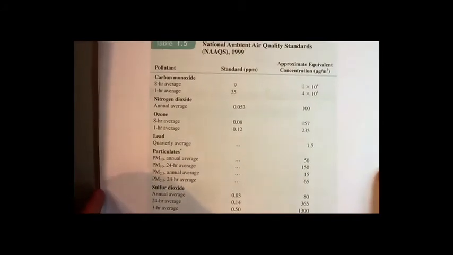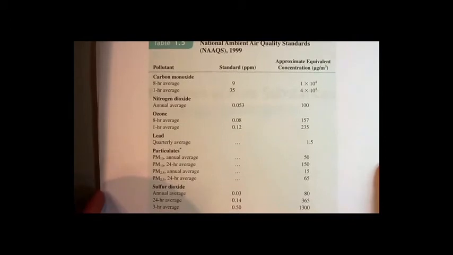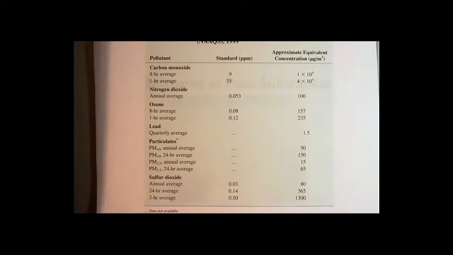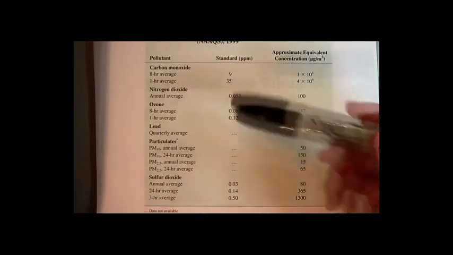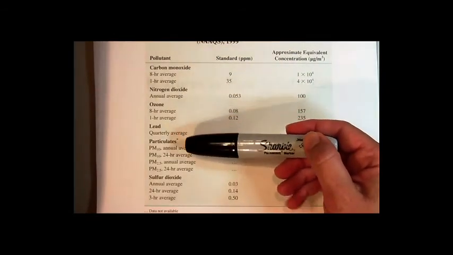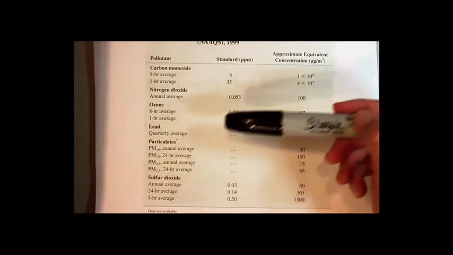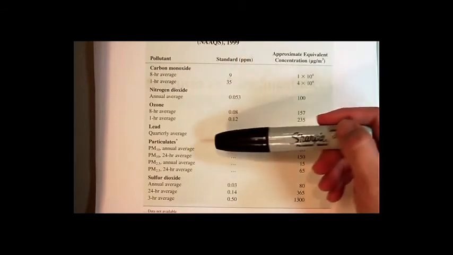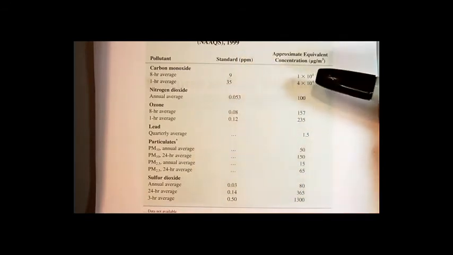Some air quality standards. What do we consider the amount of these particular pollutants that could be found in the earth? What concentrations could be found in the atmosphere? What are the safe limits of the concentrations, I should say? So some of the pollutants listed here, for example, are carbon monoxide, nitrogen dioxide, ozone, lead, particulates, and sulfur dioxide. You'll notice that the concentrations are given in units of parts per million for everything except for lead and particulates, and then in units of micrograms per cubic meter for everything.